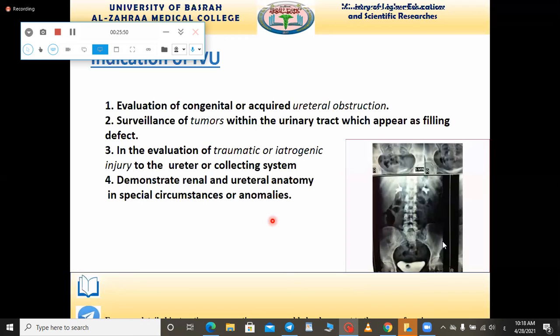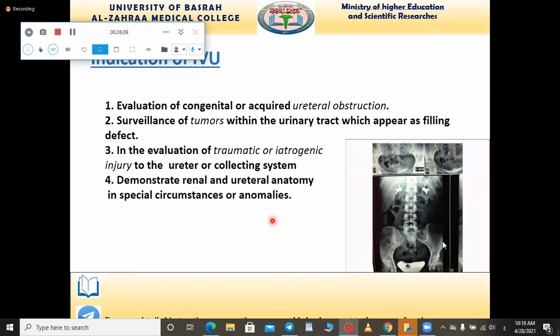The fourth point is the indication of IVU in anomaly, meaning there is an anomaly in the anatomy. Some individuals have, for example, a lot of anomalies, such as double ureter. Double ureter will be aberrant on IVU.